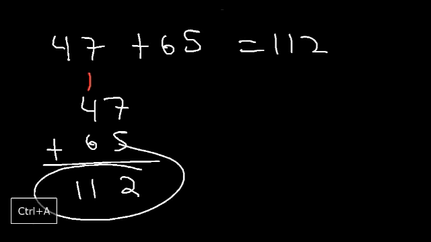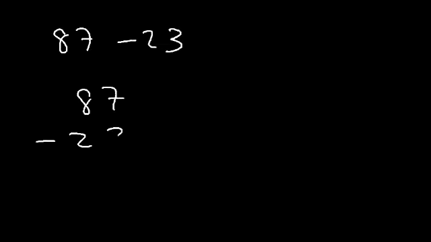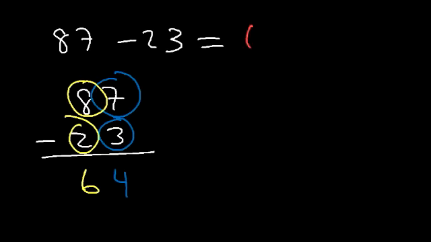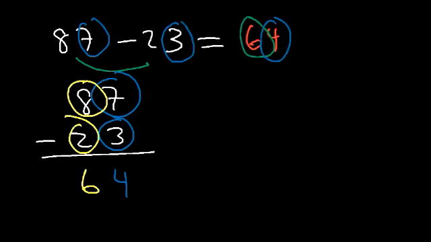Now what about subtraction? So let's say if we wish to subtract 87 minus 23. So let's write it like this. 87 minus 23. So 7 minus 3 is 4, and then 8 minus 2 is 6. So this is equal to 64. Not bad, right? So you can see it here. 8 minus 2, 6, and then the 7 minus 3 is 4, so you get 64.